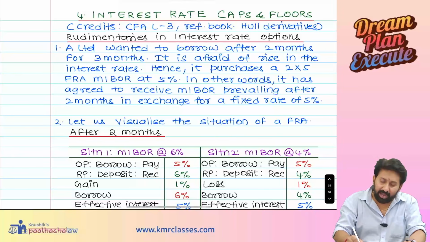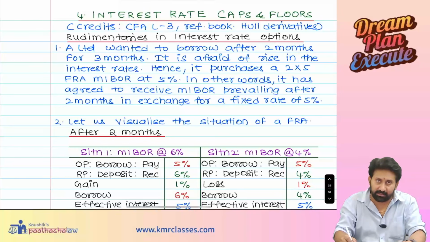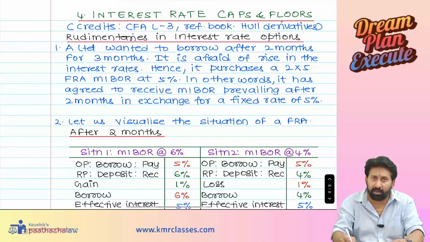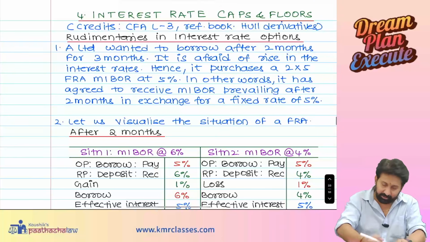Sir, why were only caps and floors significantly referred to here, but not the collars? A collar is a concept of cap and floor together. So there is no separate concept of collar. Having both caps and floors makes a collar transaction.